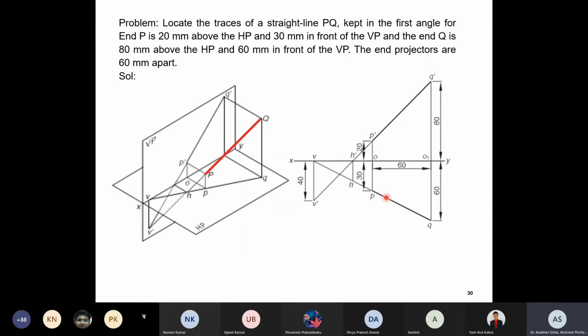Now let us look at an example. Let us say I have line PQ. The interesting thing about this is that it is not meeting the planes in the first quadrant. So that is not a worry for us. We'll extend it wherever it meets.